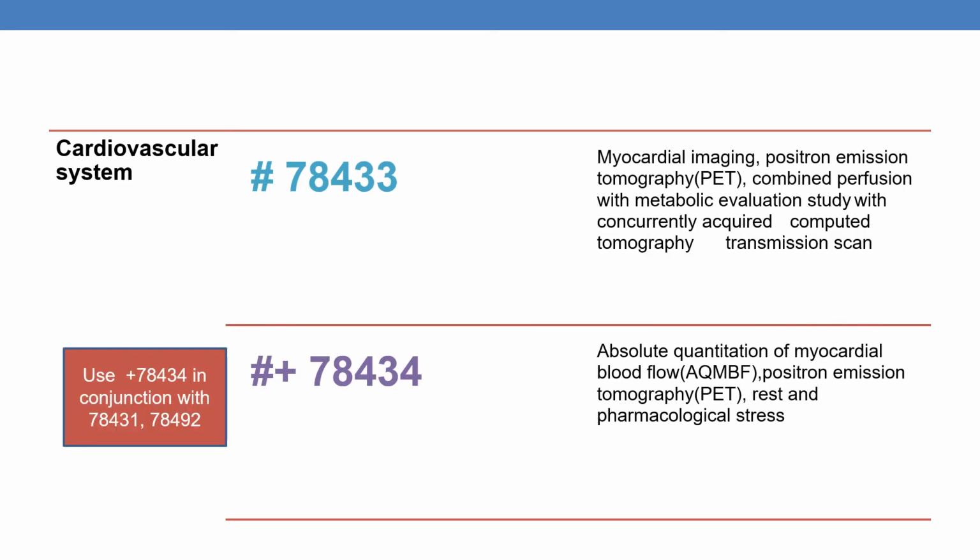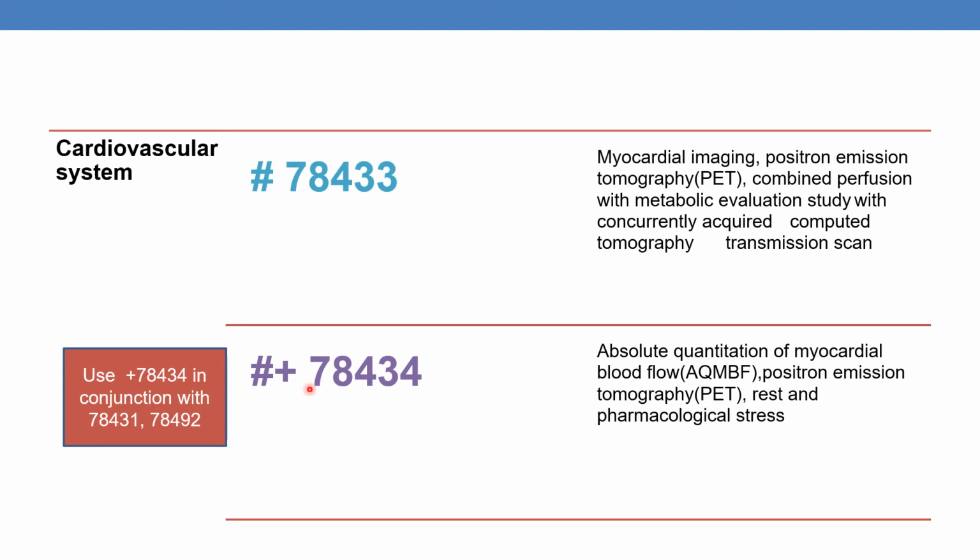Now coming to the next CPT, that is 78433. This is an out of numerical sequence CPT, hence it is indicated by a number sign. The description is myocardial imaging, positron emission tomography, which is PET, combined perfusion with metabolic evaluation, single study, concurrently acquired CT, computed tomography transmission scan, which is PET plus CT scan. One more important point is that perfusion and metabolic evaluation are combined.